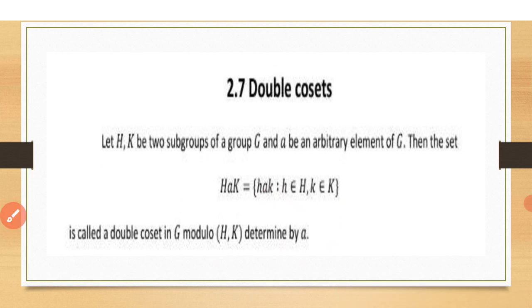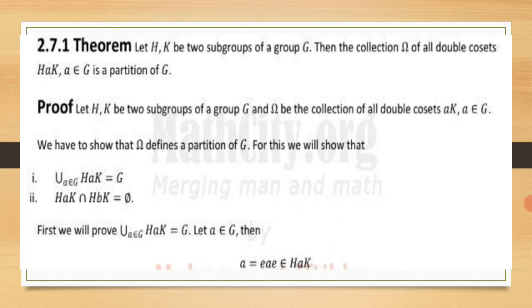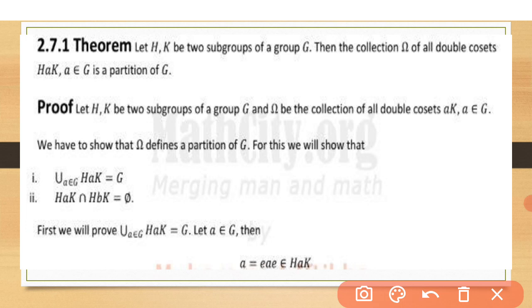Let's start a theorem related to this. Let H and K be two subgroups of G, then the collection sigma of all double cosets HaK, where a belongs to G, is a partition of G. Partition of G means their union will give the complete elements of G, and their intersection will be equal to phi.